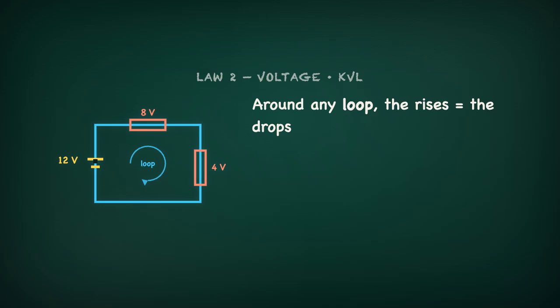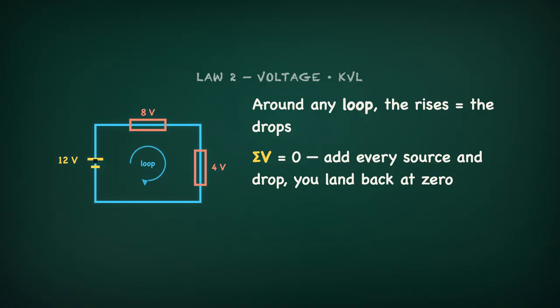Law number 2 is Kirchhoff's voltage law, KVL. Travel all the way around any closed loop and the voltage rises equal the voltage drops. Add up every source and every drop around the loop and it sums to 0. You always land right back where you started. A 12-volt source feeding an 8-volt drop and a 4-volt drop. 8 plus 4 is 12. That's every series loop you've ever solved.